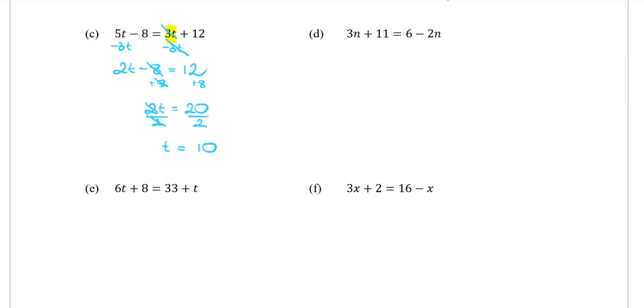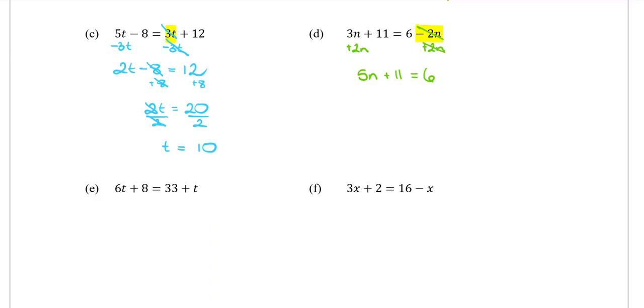In D, we want to move the minus 2n. The opposite of a minus 2n is to plus 2n. That gets rid of those. 3n plus 2n makes 5n plus 11 equals 6.